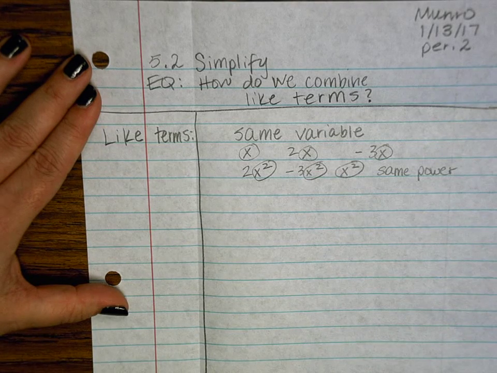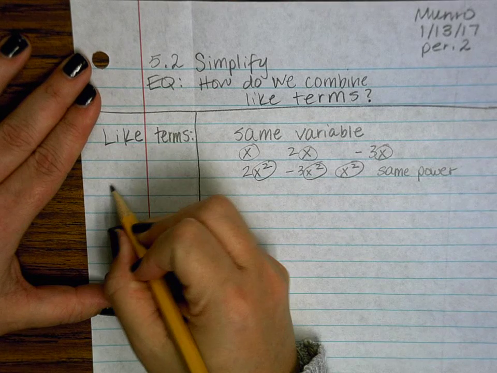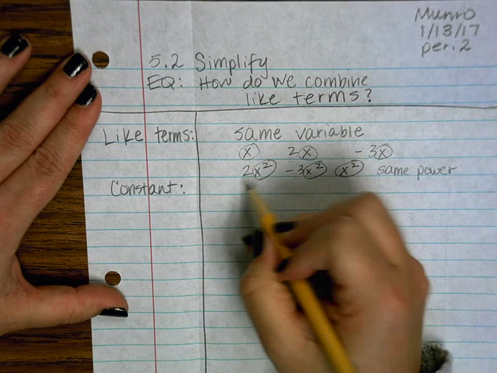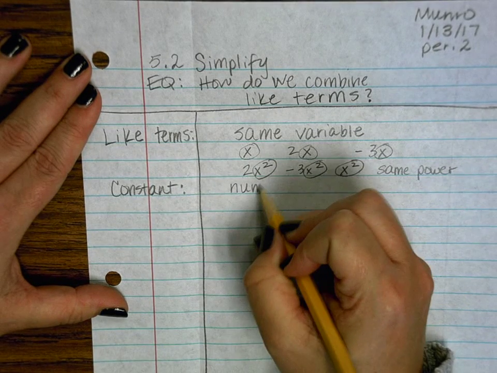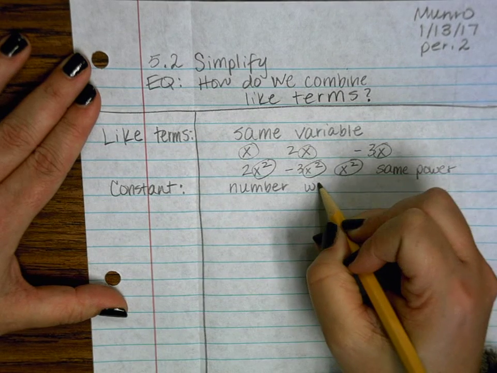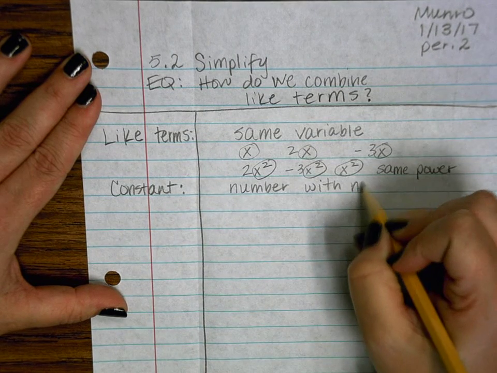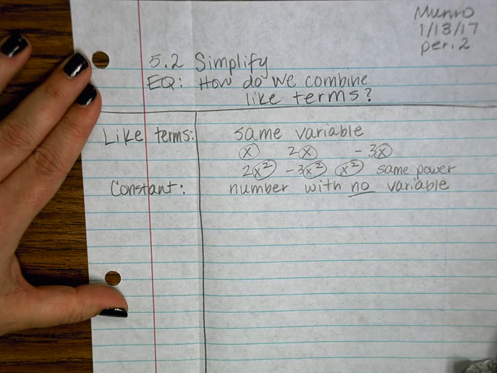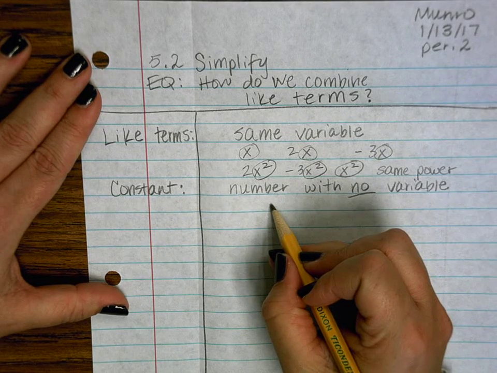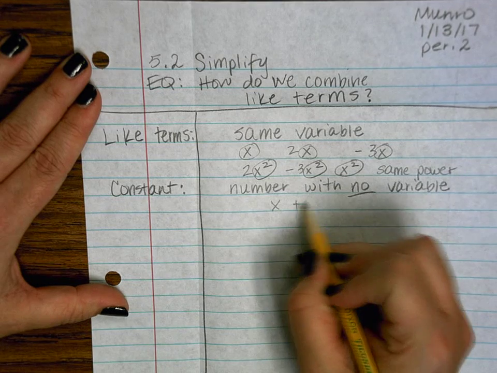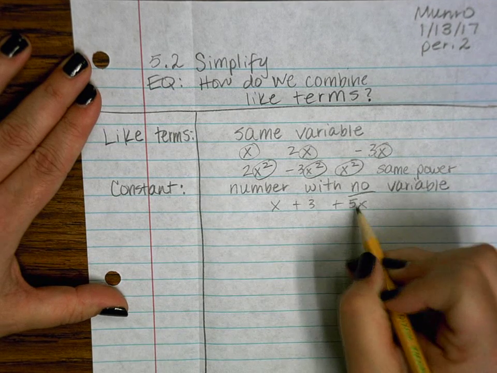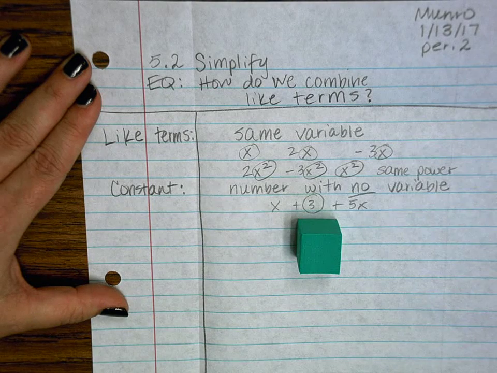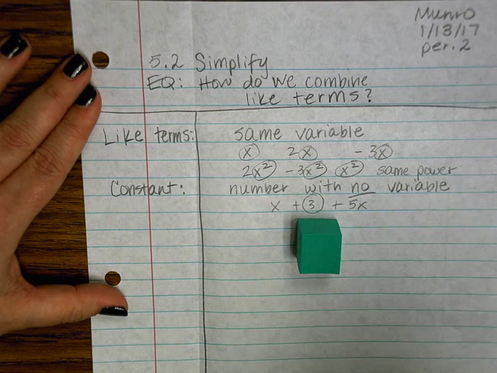There was another vocab. It was constant. We talked about it. The constant is the number with no variable. So here's an example. So say we had x plus 3 plus 5x. It would be the 3. It would be the little block. That's the constant.